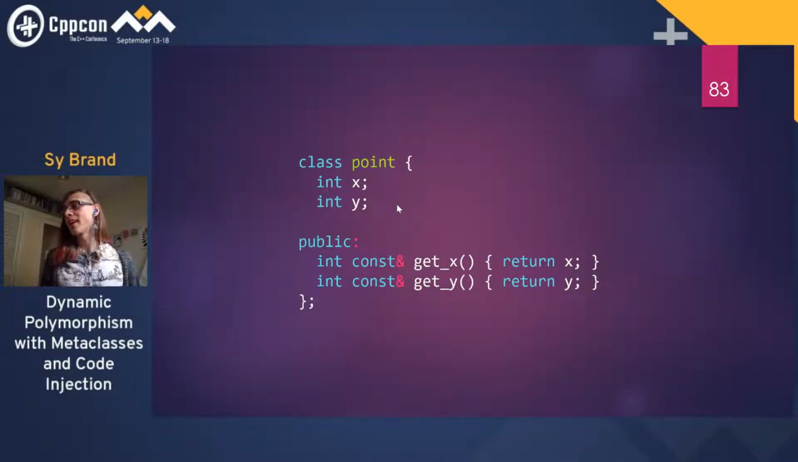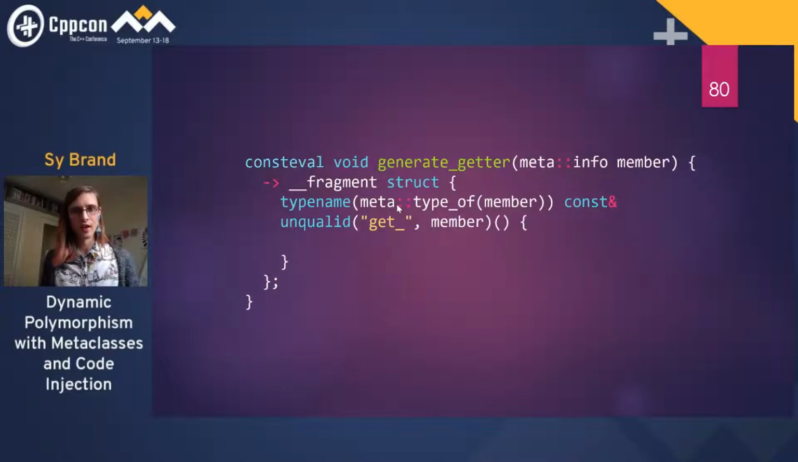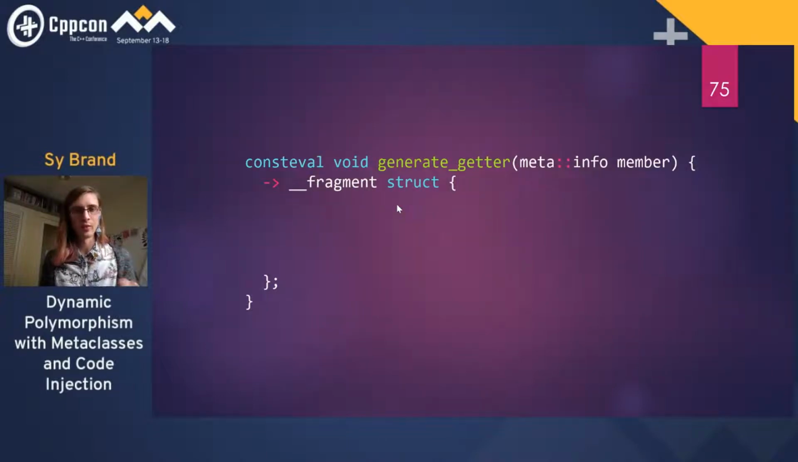Question, what determines the access specifiers of the getters? Would these be private since generate getters appears in the private portion? It depends on the fragment. So here I have said fragment struct, which means it's going to be public. If I said fragment class, then it would be private. You could also put access specifiers in here. So I could say __fragment struct, and then I could put private inside the braces, and that would change the visibility of those getters.